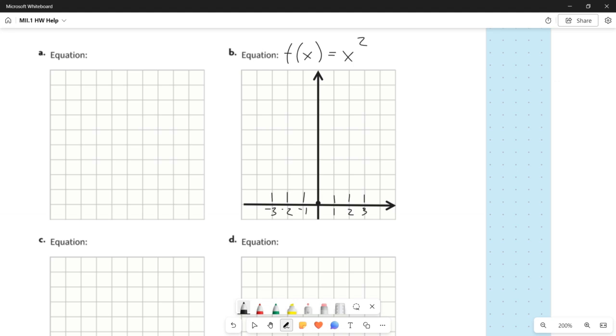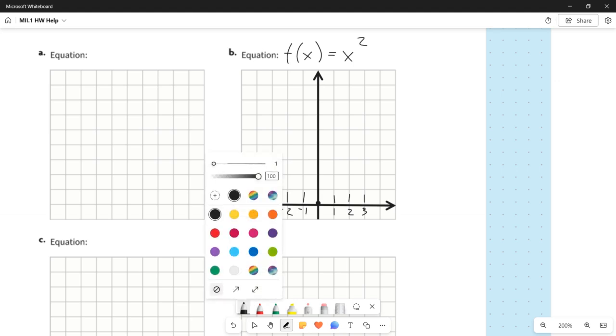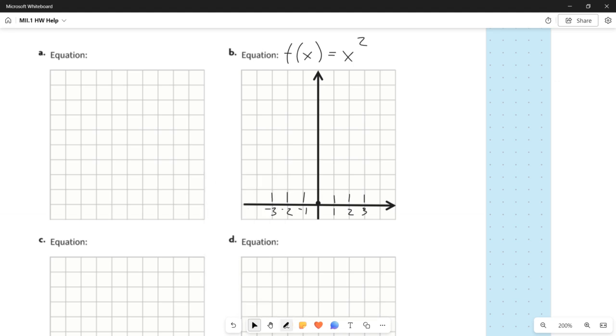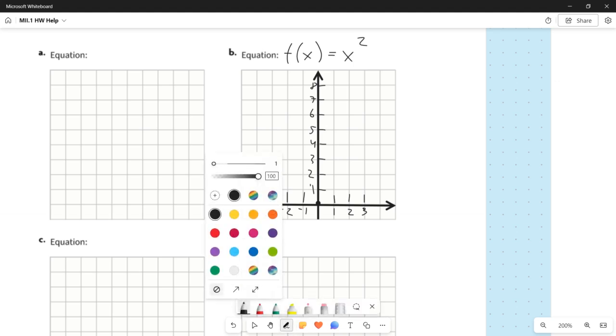Oh, I forgot to establish the vertical scale. Our vertical scale, we'll also use 1. 1, 2, 3, 4, 5, 6, 7, 8. All right. So now getting back to plotting our points.